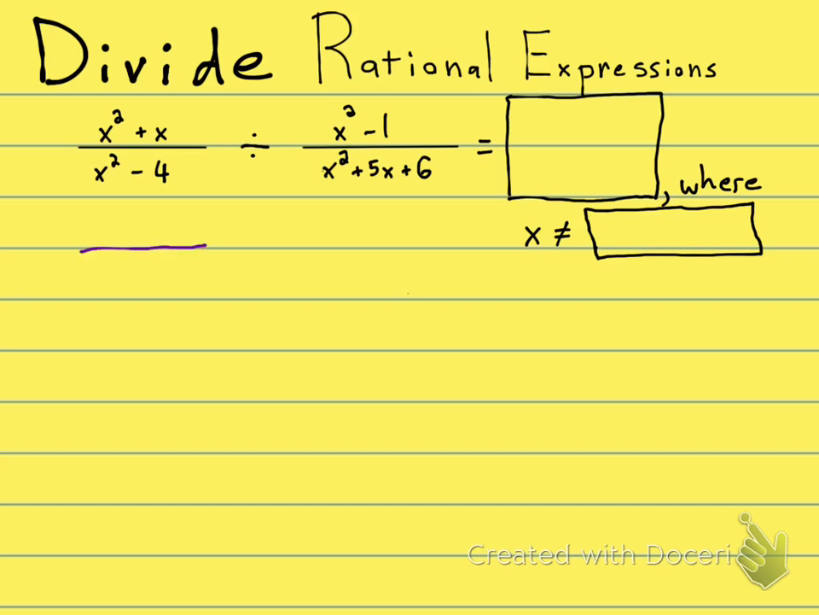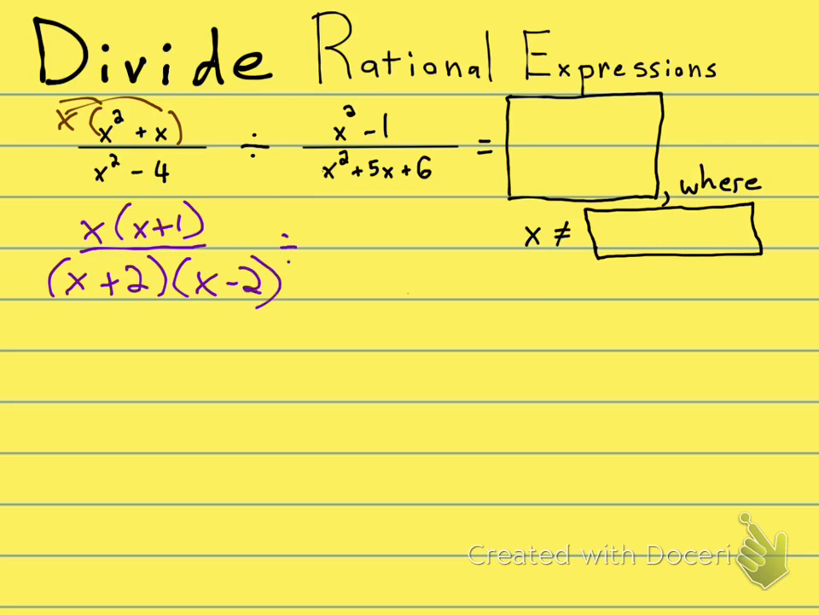So the first fraction, x squared plus x, this is just the greatest common factor of x that we can take out. So I will have x and then x plus 1. Now that numerator is factored completely. Down here we have the difference of two squares. So that's going to be the conjugates, x plus 2 times x minus 2.